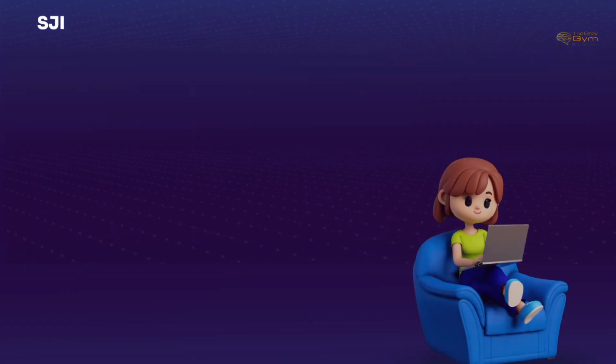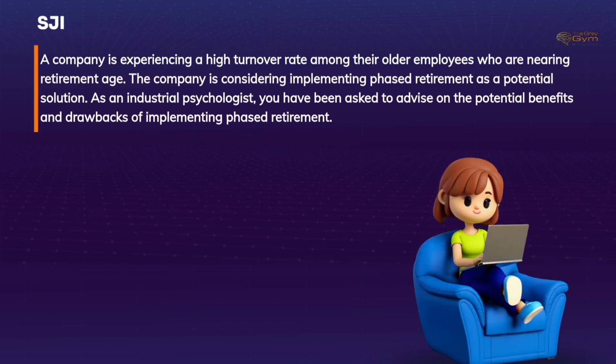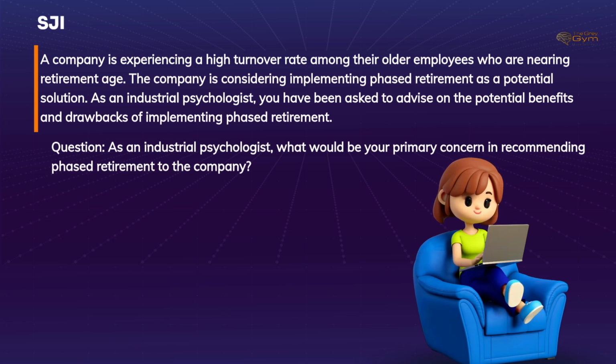Perfect. Next, let's look at our situational judgment item now. So, our company is experiencing a high turnover rate among their older employees who are nearing retirement age. The company is considering implementing phased retirement as a potential solution. As an industrial psychologist, you have been asked to advise on the potential benefits and drawbacks of implementing a phased retirement. As an industrial psychologist, what would be your primary concern in recommending phased retirement to the company?